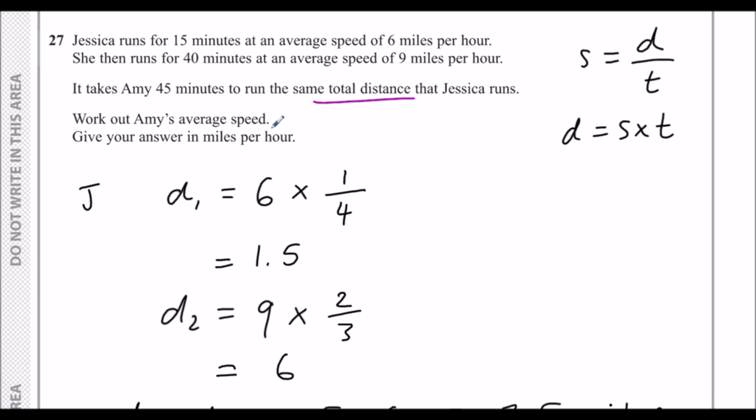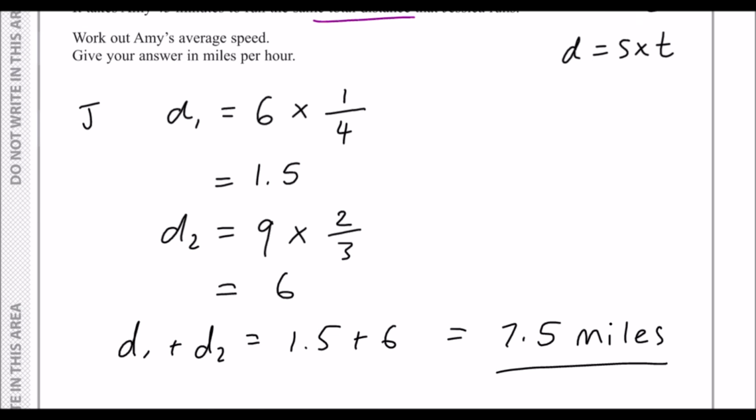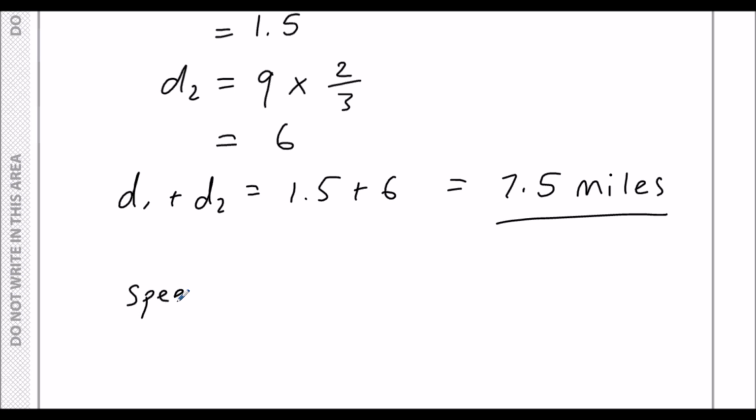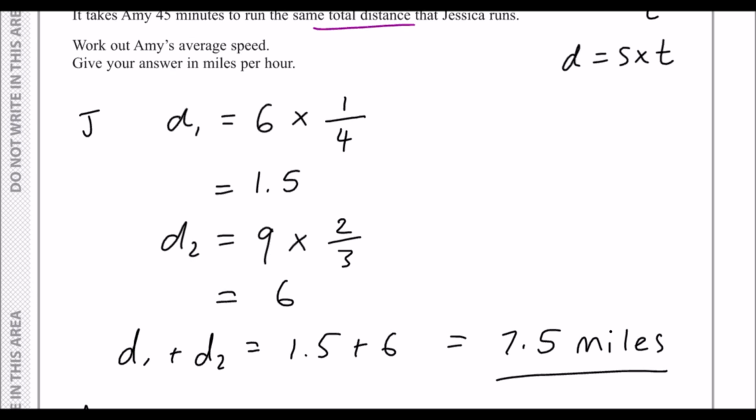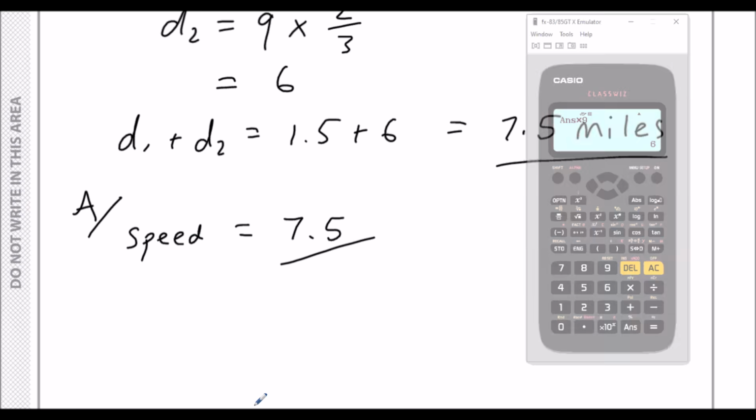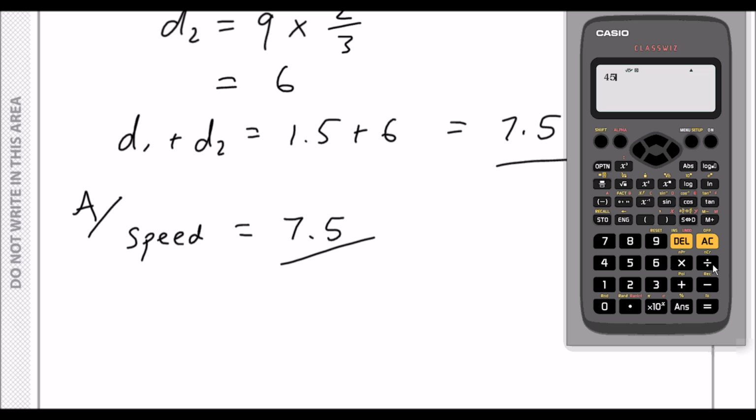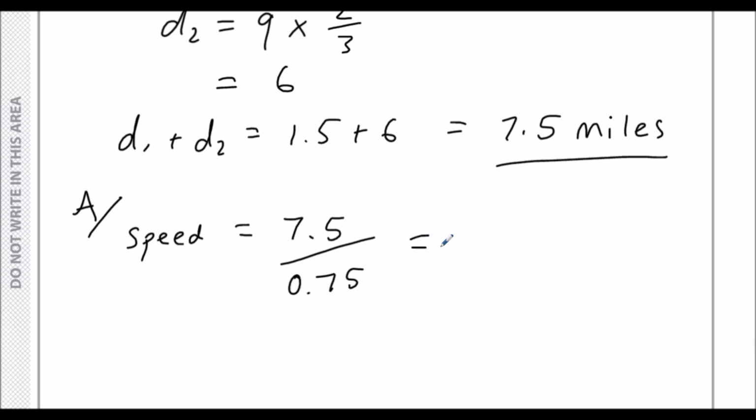And we want Amy's average speed. So speed is distance divided by time, and she does it in 45 minutes. So speed for Amy is distance, which is 7.5, divided by time, which is 45 minutes. Again, I don't want 45 minutes. So 45 60ths is 3/4, or 0.75. So 7.5 divided by 0.75 is 10. So it's 10 miles per hour.